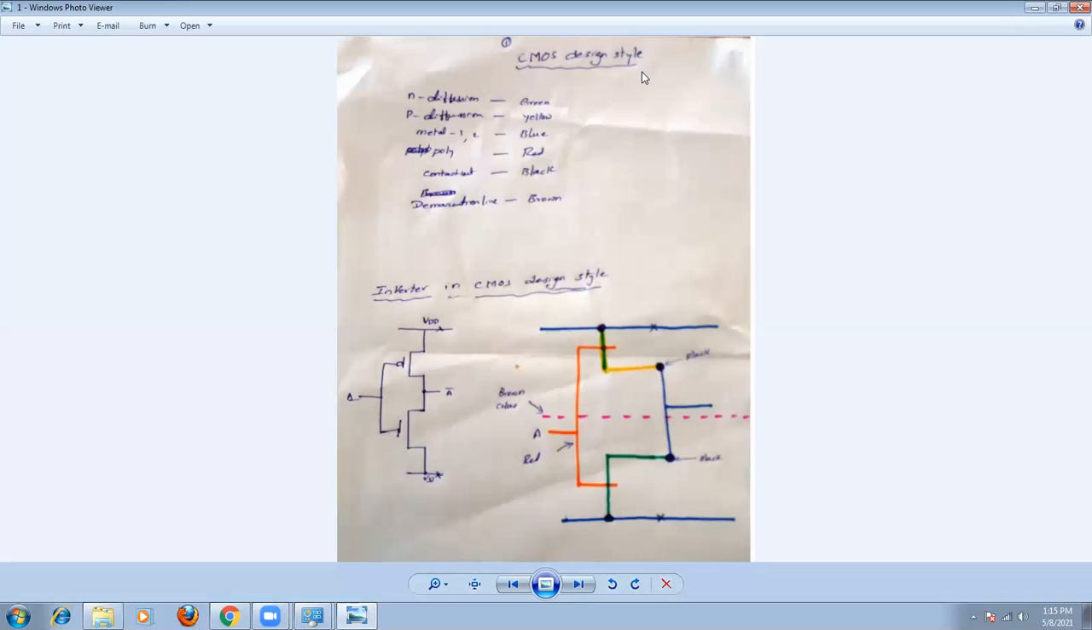Another very important thing you have to remember: because of the CMOS design style, you have well connections, P well or N well. You can fabricate the transistor either in the P well concept or the N well concept. Otherwise, you can use silicon on chip, and also the twin tub process. By using those technologies, we are going to fabricate the CMOS transistors.